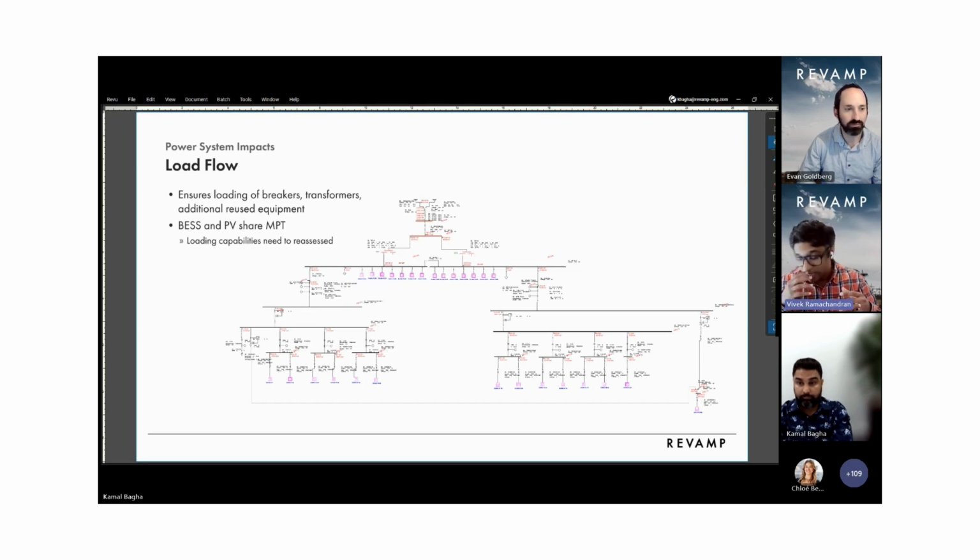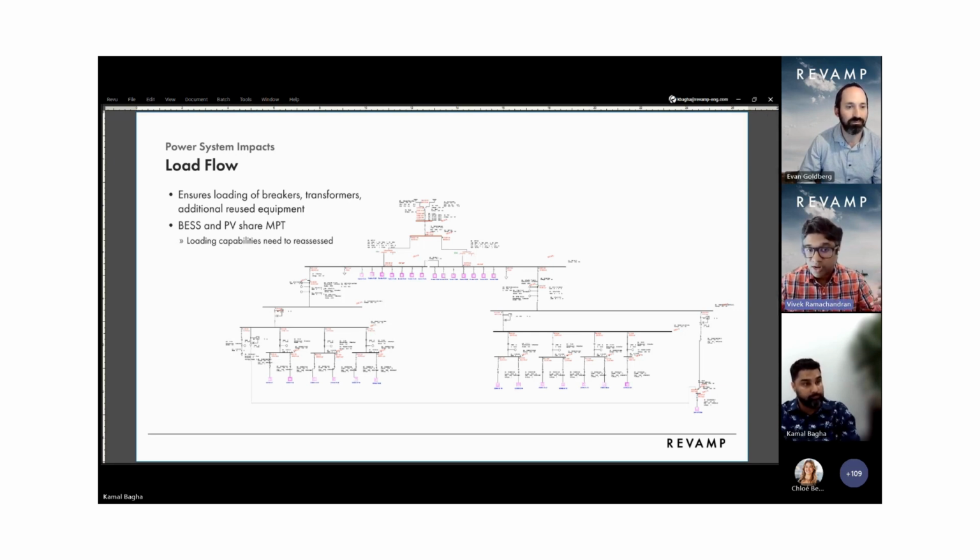Also, in most of these AC coupled scenarios where the BESS and the PV sit behind the same main power transformer, the net generation capability from the units, the BESS inverters plus the PV inverters, will almost always far exceed the transformer capabilities.